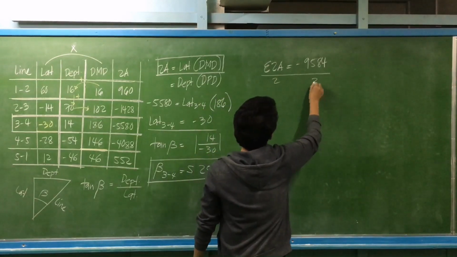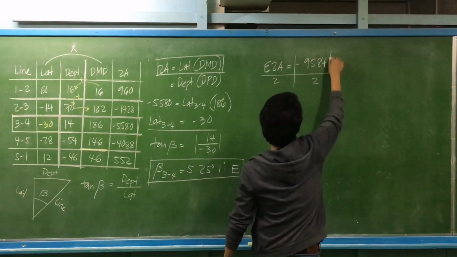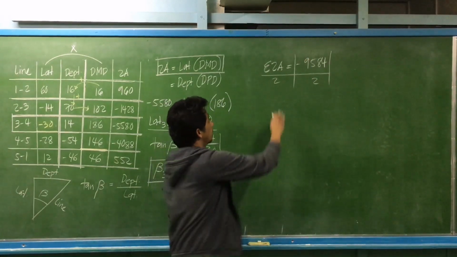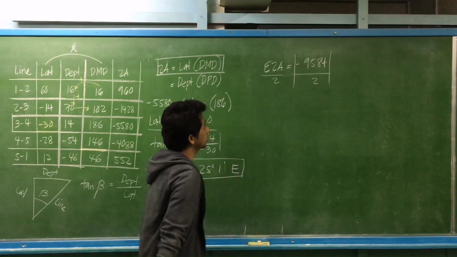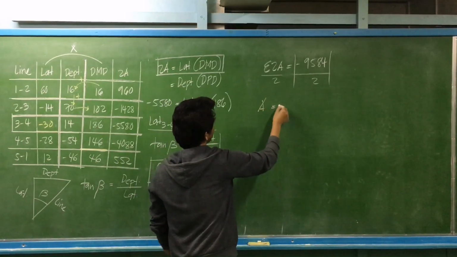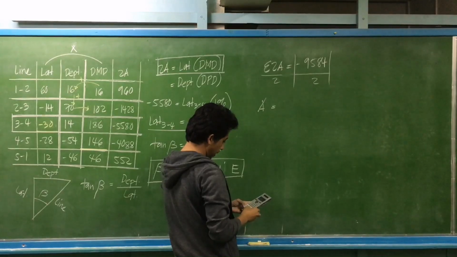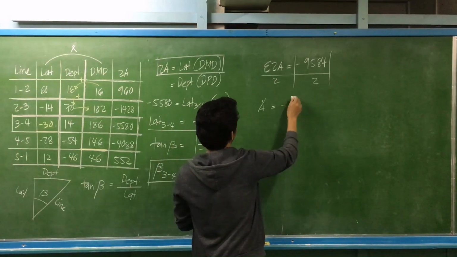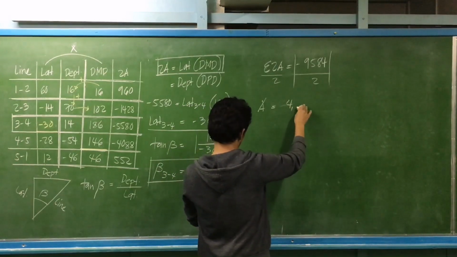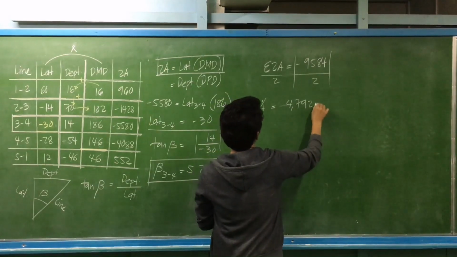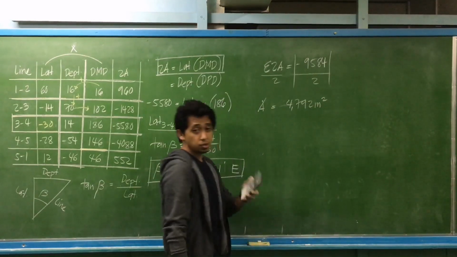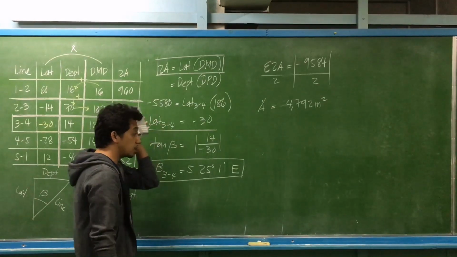All you have to do is divide by 2. Let's use the absolute value, since we have no negative area. So the actual area of the lot will be equal to this divided by 2. We have 4,792 square meters. However, in the choices, the required unit is acres.